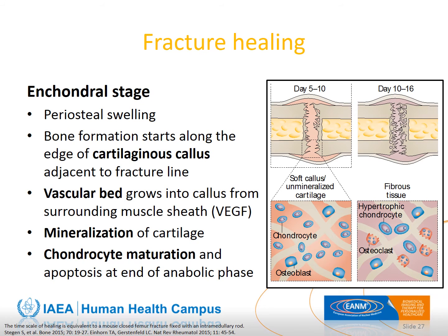Following the inflammatory and anabolic stage, a period of endochondral bone formation will start. This consists of periostal swelling with bone formation starting along the edge of the cartilaginous callus adjacent to the fracture line. A vascular bed will grow into the callus from the surrounding muscle sheet, mediated by VEGF. Subsequently, this cartilage will mineralize and chondrocytes will mature and become apoptotic at the end of this phase.